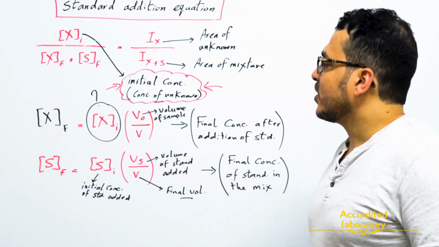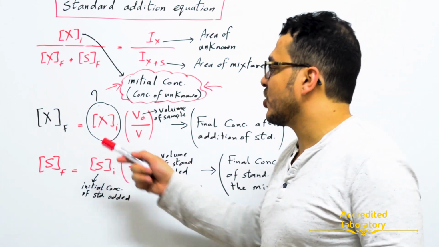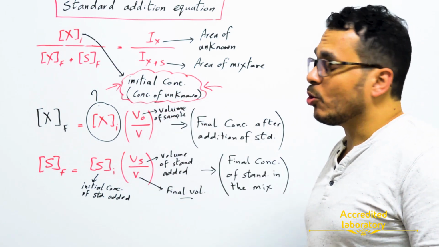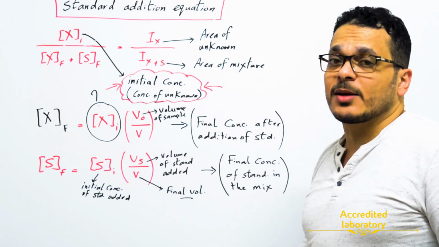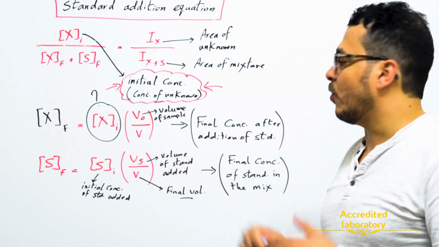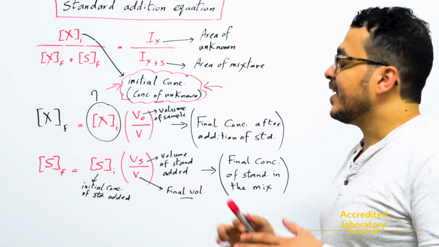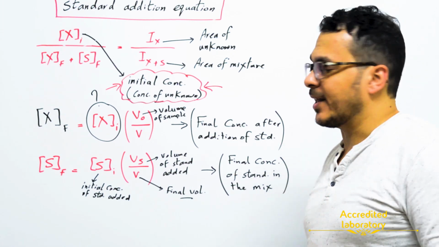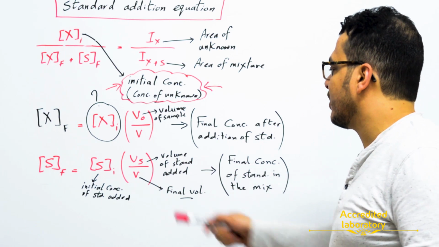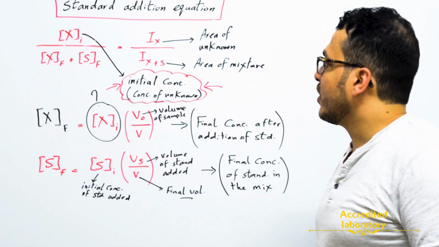First, we will calculate XF, the final concentration of this target analyte after addition of standard, which is equal to XI, the concentration of unknown, multiplied by V, the volume of the sample before addition of standard, divided by the volume of sample after addition of standard, which is the final volume. And we can calculate SF also from this equation, SI, which is the initial concentration of the standard added, only the standard added to this sample, multiplied by VS, which is the volume of standard added to this sample, divided by also the final volume. And from these equations, we can quantify the concentration of unknown target analyte.